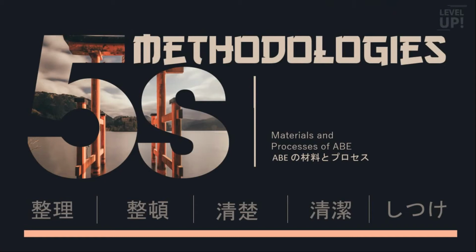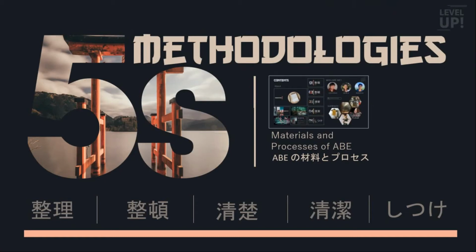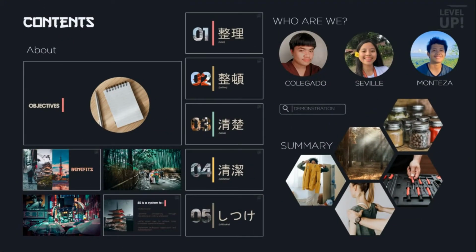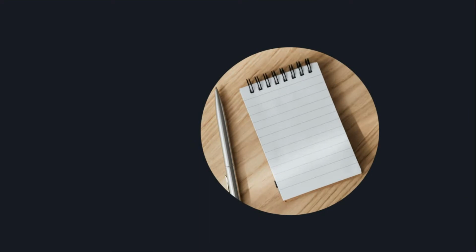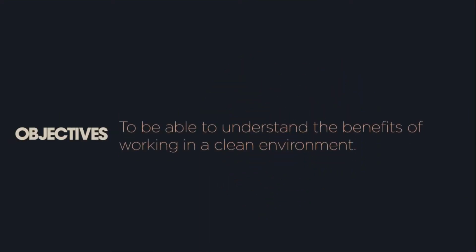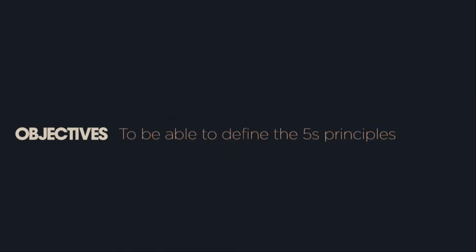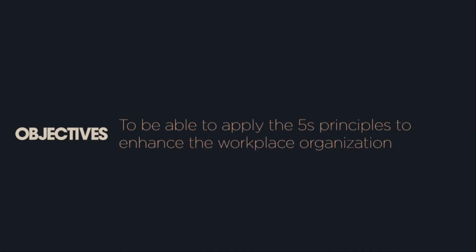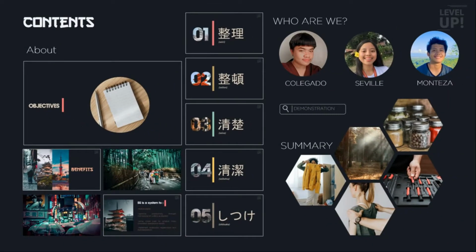So for today's video, we are talking about the 5S methodologies. But before we go on to the 5S acronyms and the demonstration, let's talk about the objectives of using the 5S methodologies. Objective number 1 is to be able to understand the benefits of working in a clean environment. Second is to be able to define the 5S principles, and last is to be able to apply the 5S principles to enhance the workplace organization, which will be later shown in this video.